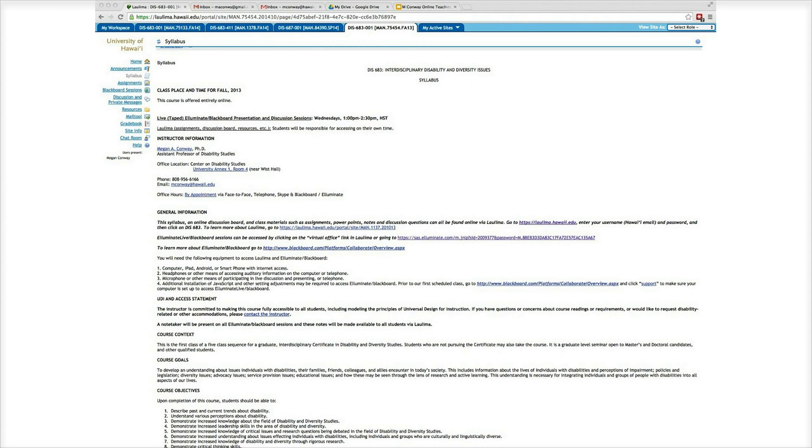The course goals are to develop an understanding about issues individuals with disabilities encounter in today's society, and provide information about the lives of individuals with disabilities and perceptions of impairment, policies and legislation, diversity issues, advocacy issues, service provision issues, and educational issues. The course objectives are many, but three of the most important are: 1. To describe past and current trends about disability, 2. Understand various perceptions about disability, and 3. Demonstrate increased understanding about issues affecting individuals with disabilities, including individuals and groups who are culturally and linguistically diverse.